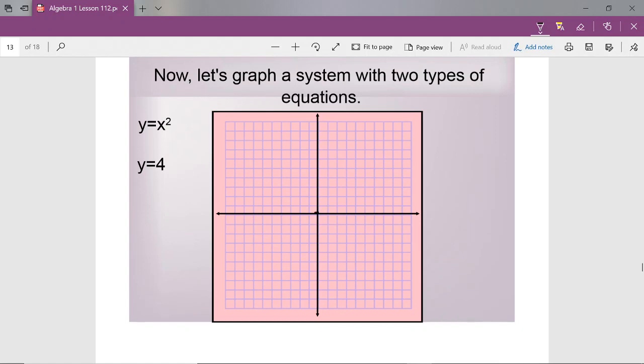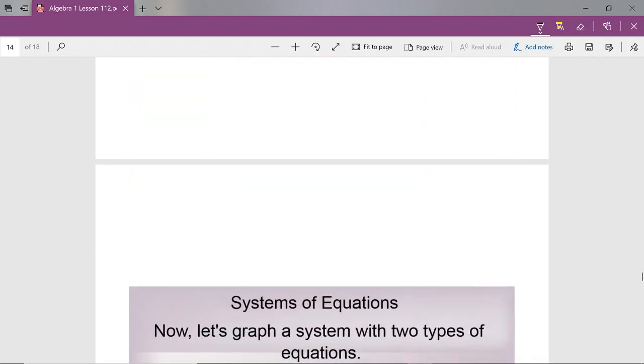Okay, I'll just show this one really quick. If I have my quadratic looking like this, and then I have a horizontal line, y equals 4, that's a pretty fun one to do. Think about how quickly you could figure out what those intersection points are.